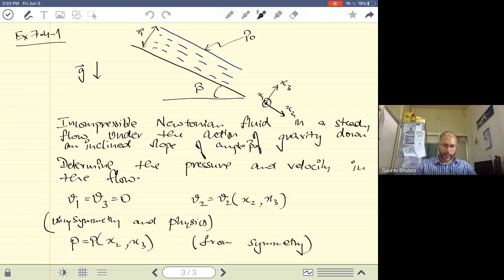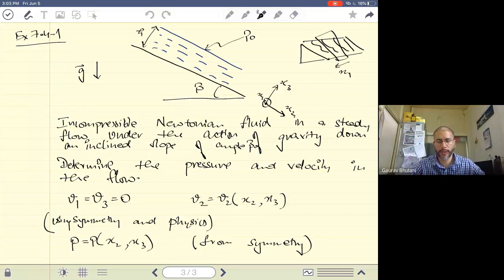So if you want to visualize in 3D, you have an incline like this. This is your surface and the flow is flowing over like this. This direction is your x1 direction. If you're talking about flow happening in this region, then we don't expect the pressure to change because it's a very wide flow situation. So there's no reason for the pressure to be a function of the x1 coordinate.